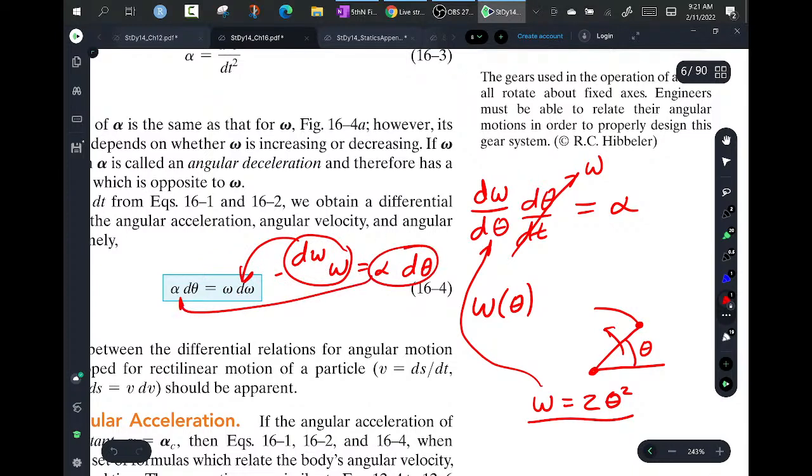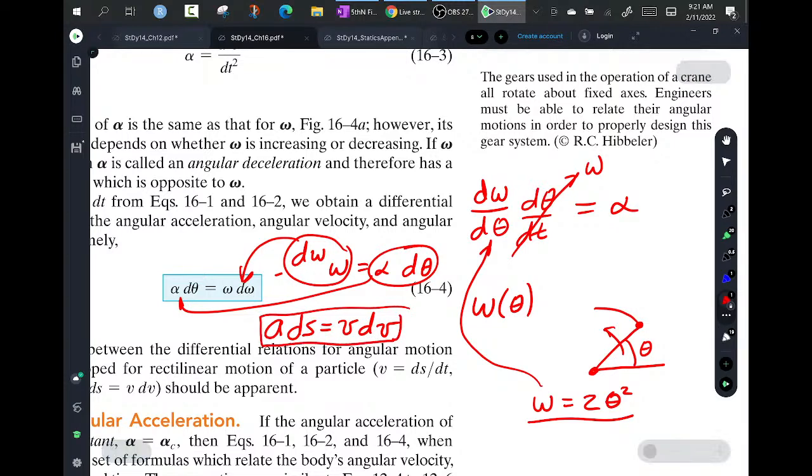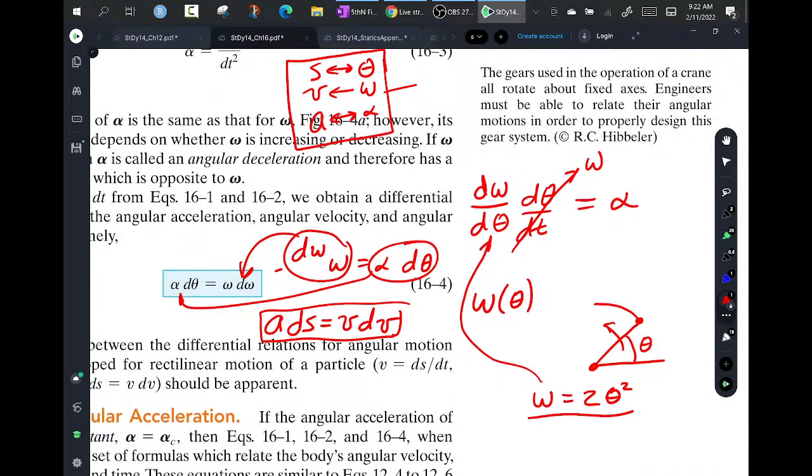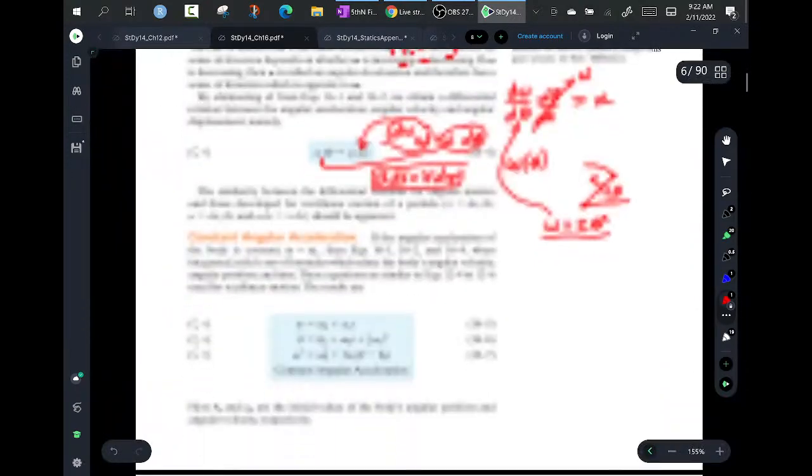Now, in the previous section, where it was talking about linear acceleration, it was this. And we had something like that in the previous. But if you just think S is to theta, velocity is to omega, and the acceleration is to alpha, you've got all the same ingredients. Then what does he do? He repeats the same thing.